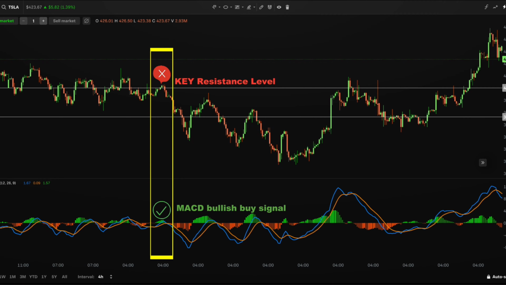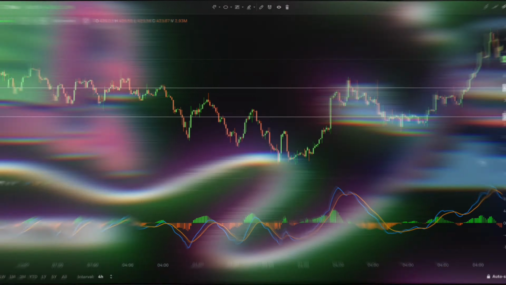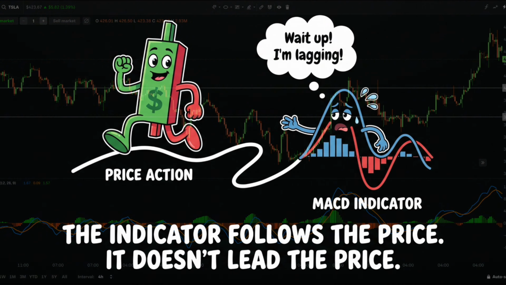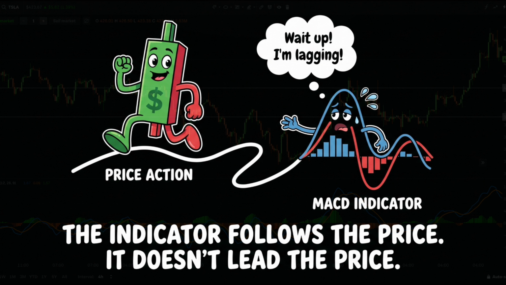You are trying to navigate a forest by looking at your footprints instead of looking at the trees. Your MACD gives you a buy signal right as the price arrives at a graveyard of buyers. The indicator follows the price. It doesn't lead to the price. So you are buying into a ceiling.